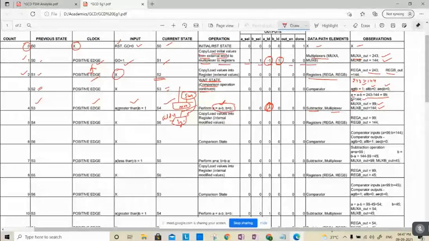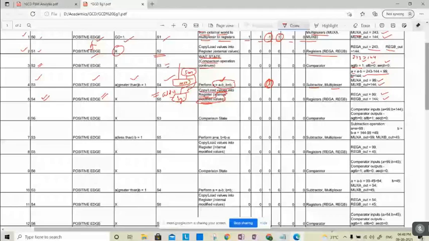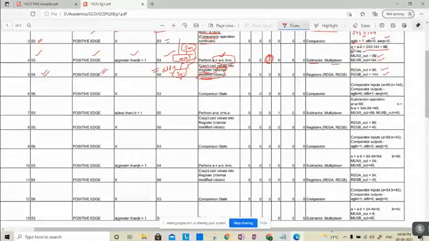Now S4, positive edge, goes to S6. And the purpose is to copy or load values to the register. To copy the internal modified values, we assumed a state, an additional state. Now in this state, register A output will be 99, register B output will be 144, right? Now again the registers are having the output values as 99, 144.